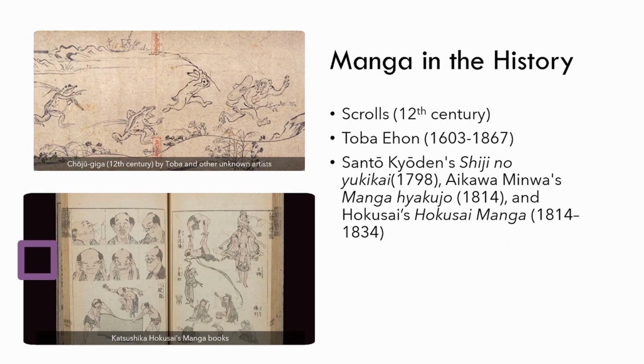During the Edo period, there was also a book of drawings embedding the concept of manga called Toba Ehon. But the word manga, as I mentioned in the previous slide, didn't come into common usage until the late 18th century, with the publication of such works as, sorry if I mispronounced the following names here, Santo Kyoden's picture book, Shujino Yukikai, Aikawa Miwa's Manga Hyakujo, and Hokusai's manga books. So these are all considered some of the oldest manga in history.